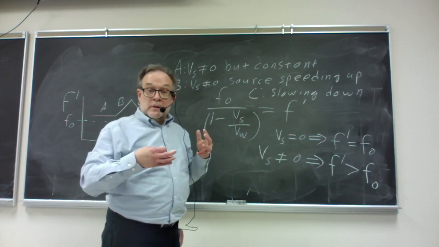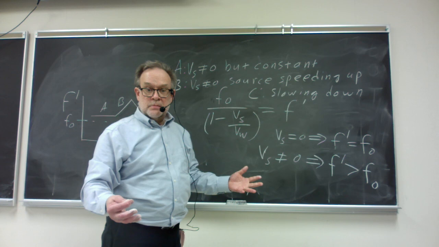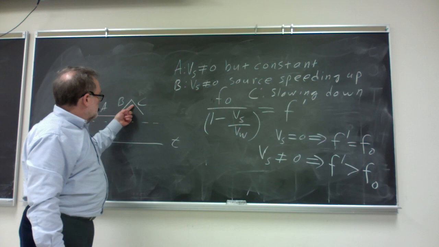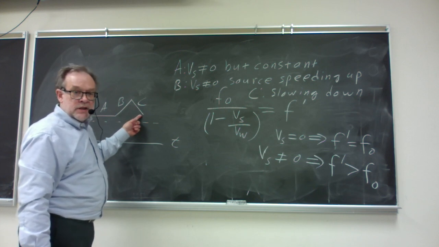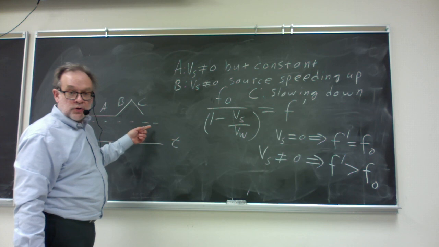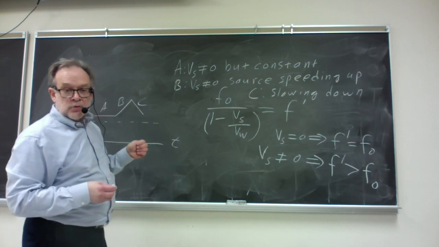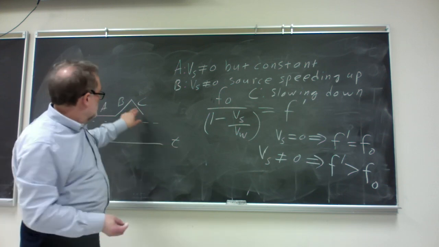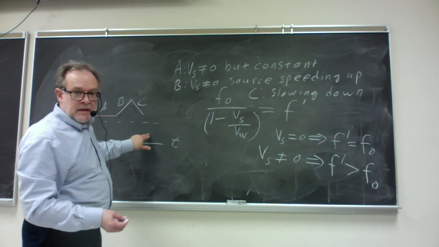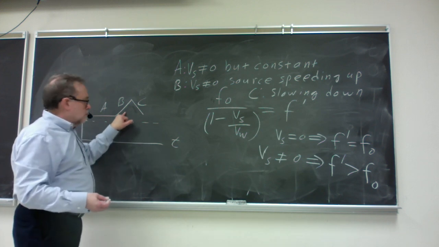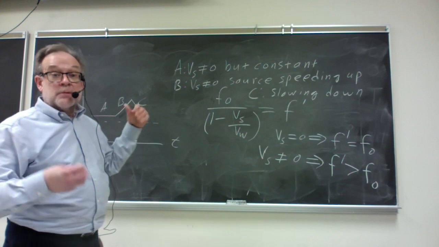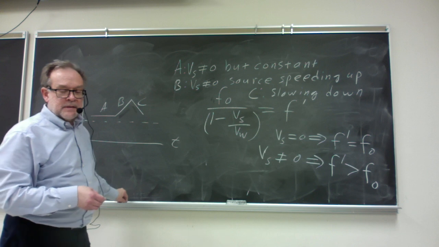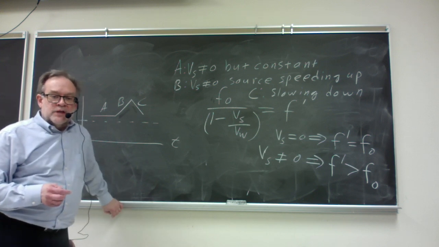So if there's less motion to the source, you get less of a Doppler effect. Less of a Doppler effect means that the perceived frequency gets closer and closer to the actual frequency of the source. Less Doppler effect means there's less of a difference between the perceived frequency and the frequency of the source. More and more Doppler effect means there's a bigger difference between the perceived frequency and the frequency of the source.